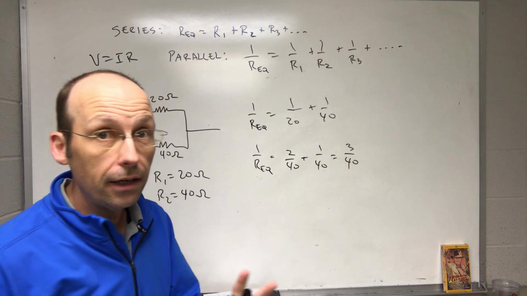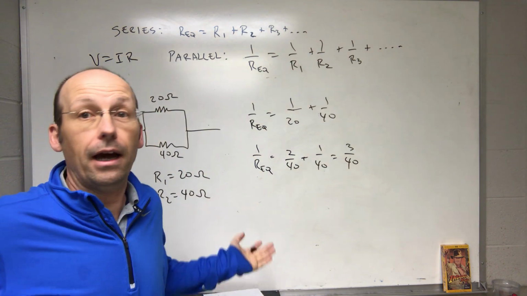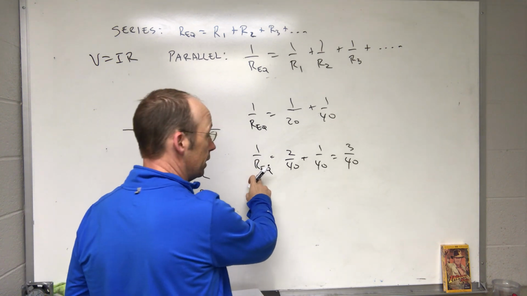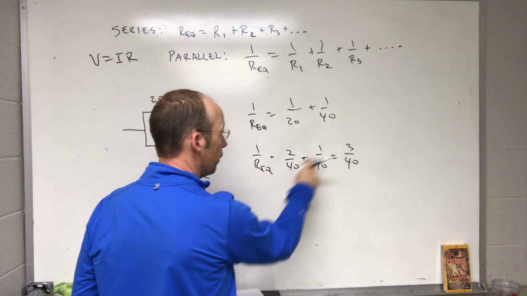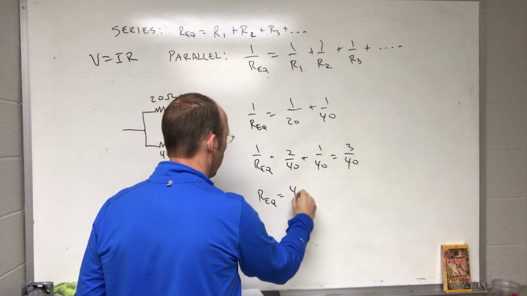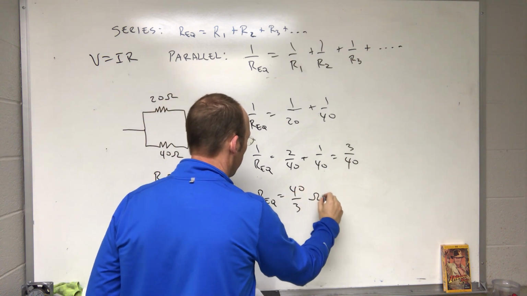And I'm still not done. This again, people stop here and say, I got it, done. No, you're not done. You're not done because that's 1 over the equivalent resistance. So 1 over R equivalent is 3 over 40. So R equivalent is equal to 40 over 3 ohms.